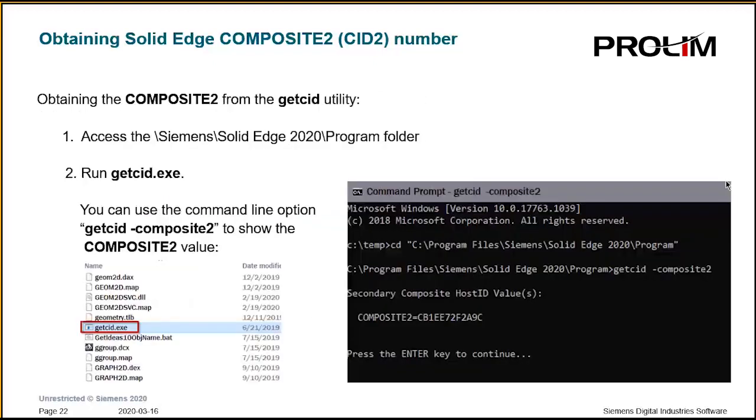And finally, you can access the same information with the executable getcid.exe, which is in the program folder, as I mentioned earlier. It's under Siemens or wherever you have SoundEdge installed, and in the program folder you'll find this executable. You just run it, and it will get you the composite 2 value. Or you can use a DOS window and run it in that environment with the command line. Again, very flexible options.